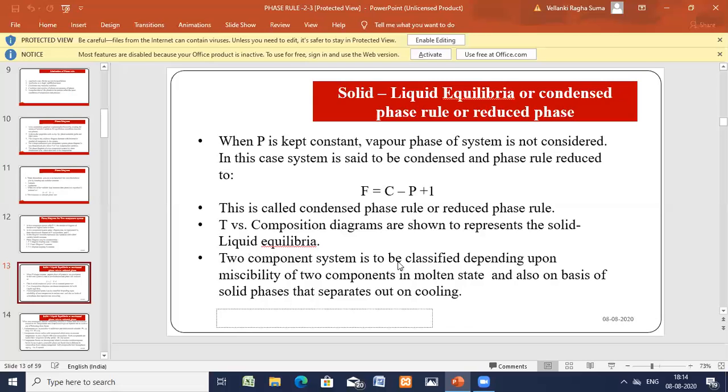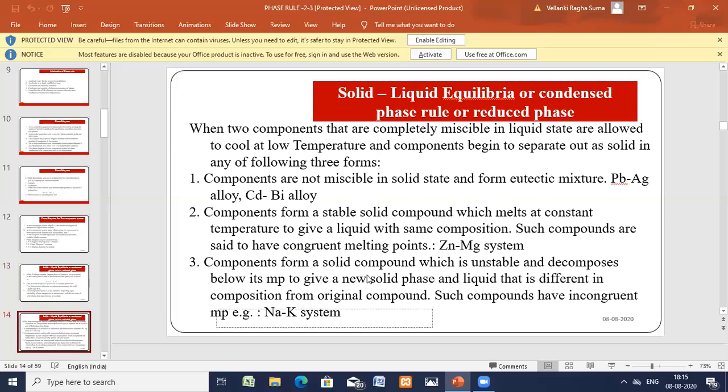Two component systems are classified depending on miscibility, how the two components get mixed up in the molten state, and on the basis of the solid state, that is, what separates out on cooling. So how is their miscibility in the molten state, how do they mix in the solid phase, and how do they get separated on cooling? The component systems can be classified depending on that.